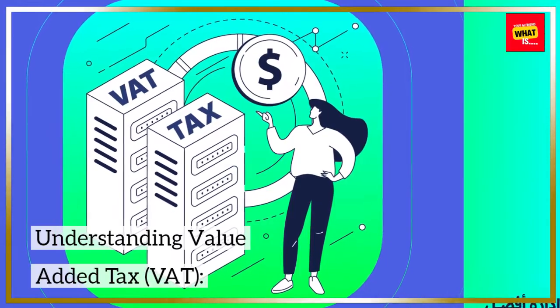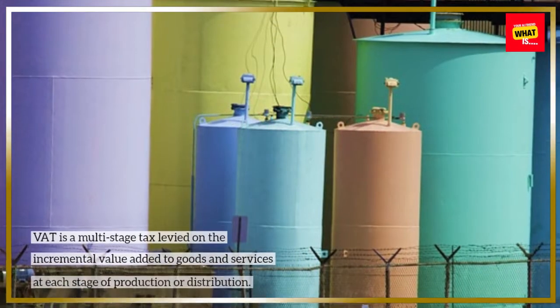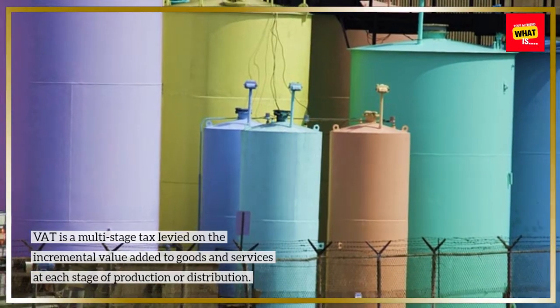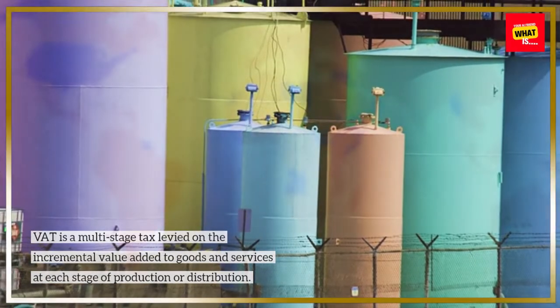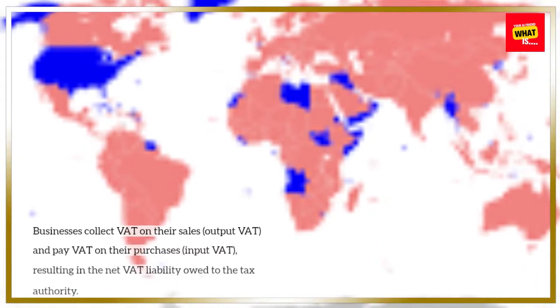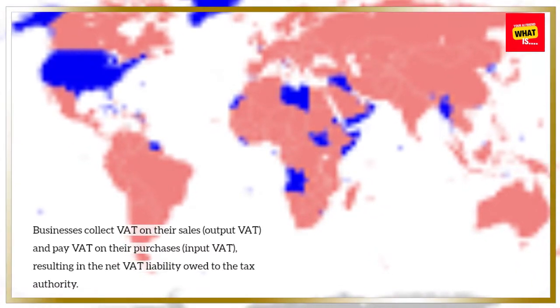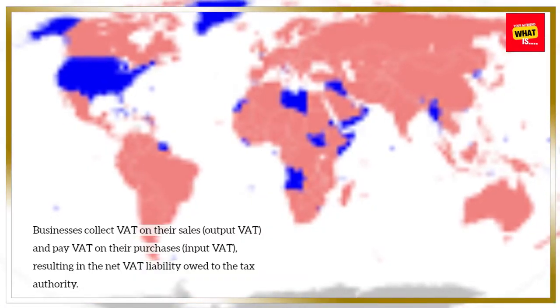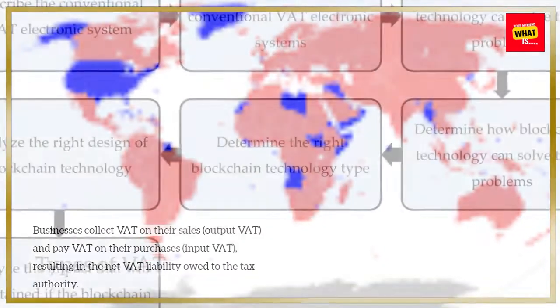Understanding value-added tax, VAT. VAT is a multi-stage tax levied on the incremental value added to goods and services at each stage of production or distribution. Businesses collect VAT on their sales, output VAT, and pay VAT on their purchases, input VAT, resulting in the net VAT liability owed to the tax authority.